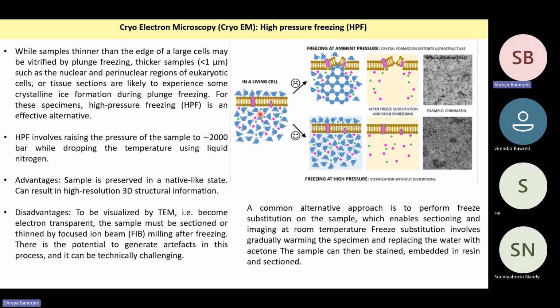And you can see, here you have a thick section of the cell and you are carrying out plunge freezing at normal temperature and ambient pressure. You can see this kind of hexagonal crystalline ice forming, which is breaking the cell membrane and destroying the structure of the cell. So the solution to this is high pressure freezing, or HPF, which involves raising the pressure of the sample to around 2000 bars while dropping the temperature using liquid nitrogen.